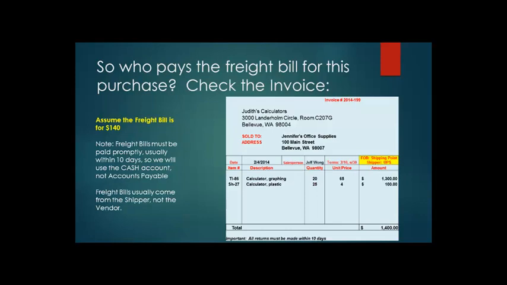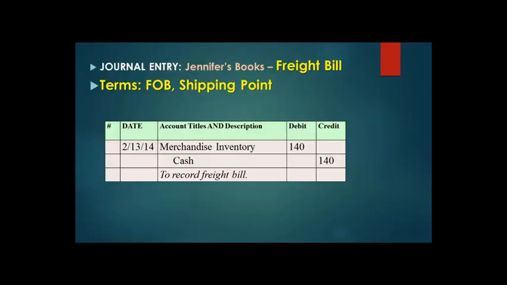So when we book this entry, we're going to credit the cash account just for simplicity, not accounts payable. And the freight bill will not come from Judith's Calculators. It will come from the shipper, in this case UPS. So let's assume the freight bill is $140. Again, I'm not showing you a separate invoice for that freight bill. And because we're doing perpetual, we book this cost directly to the inventory account and we credit cash.